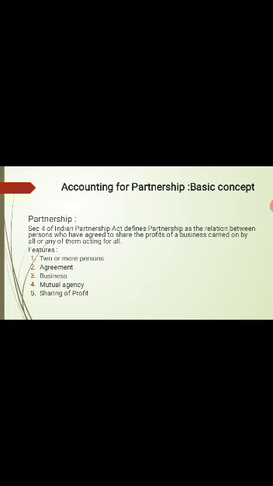Mutual agency is nothing but, as the definition says, the business can be carried on by all or any of them acting for all. That means it is not necessary that all the partners have to come and do the business. We have different types of partners as well: nominal partner, secret partner, partner by estoppel, active partner. All these types of partners we studied last year. That is why the statement says it is a mutual agency. The partnership can be carried on by all, or any one can do all the activities. And that is one more feature of partnership.